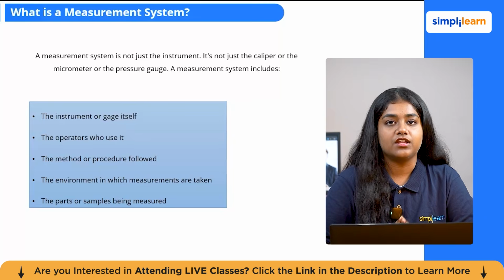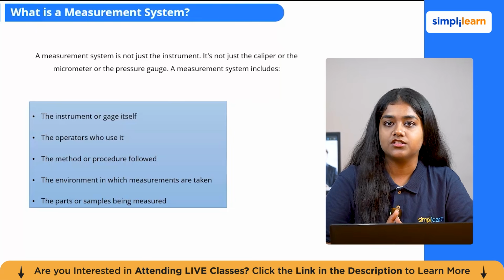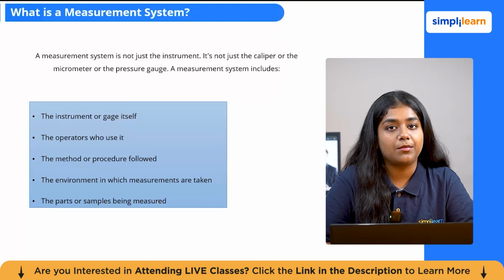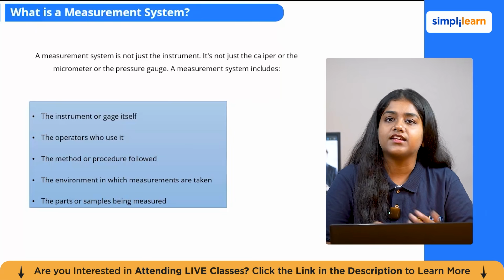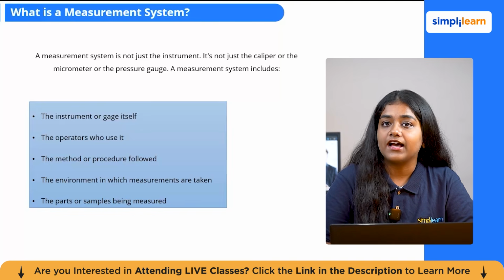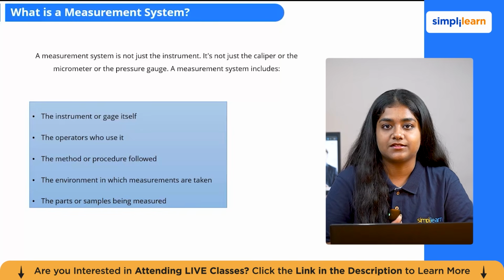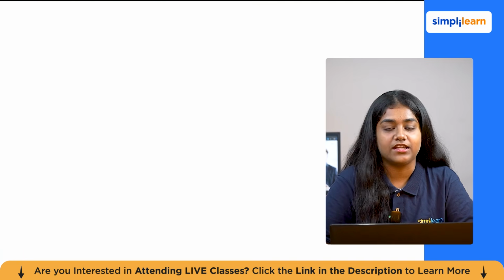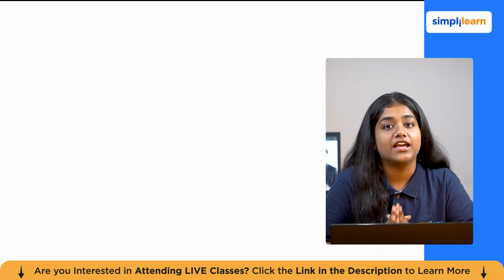Every quality decision, every product acceptance or rejection, every process adjustment, every capability study is only as good as the data behind it. And the data is only as good as the measurement system that produced it. So now let's understand the importance of data quality, because this is really the heart of why MSA matters.